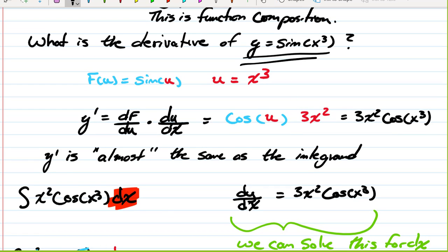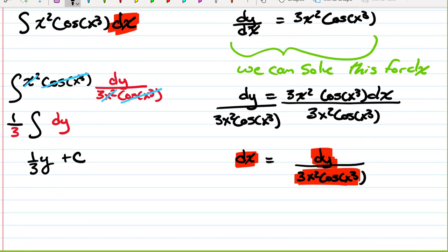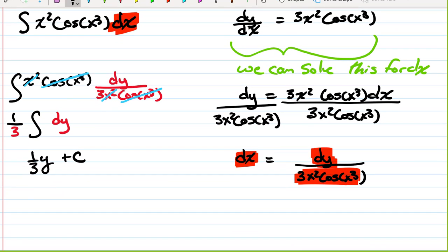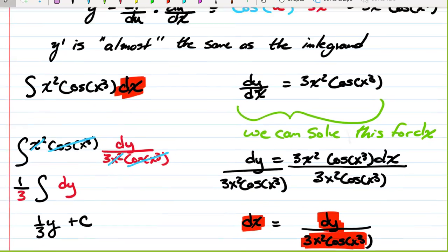y is sine x cubed. So we substitute back in and we get 1/3 sine x cubed plus c. So the antiderivative of x squared cosine x cubed is 1/3 sine x cubed plus c. And we could check once again by taking the derivative and seeing that we get back the integrand.